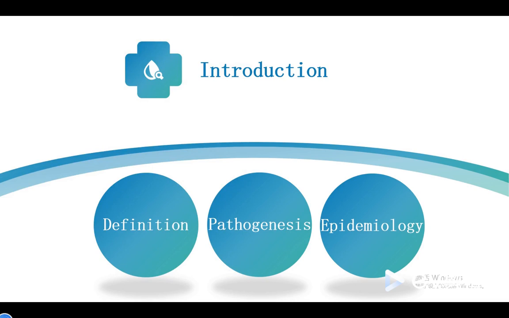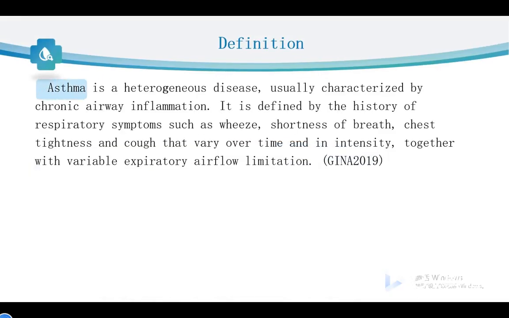Firstly, let's look at the definition together. The asthma is a heterogeneous disease, usually characterized by chronic airway inflammation. It is defined by the history of the respiratory symptoms such as wheeze, shortness of breath, chest tightness, and cough that vary over time and in intensity, together with variable expiratory airflow limitation. It's the definition from the guideline of the GINA 2019.